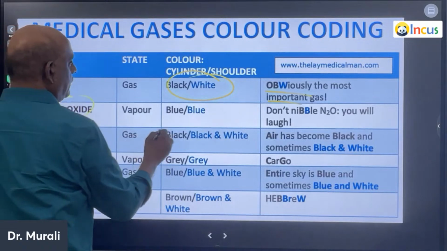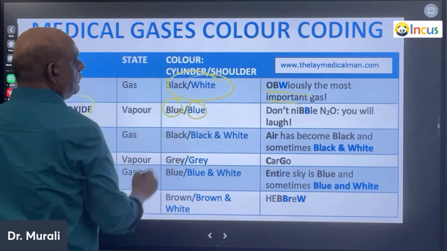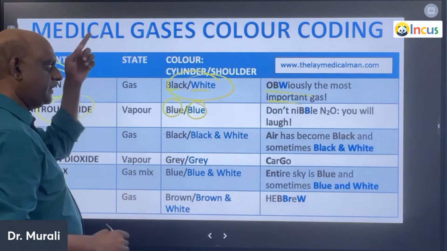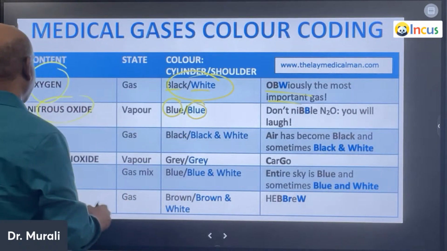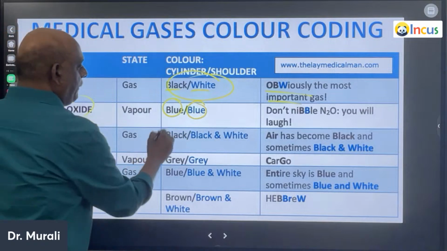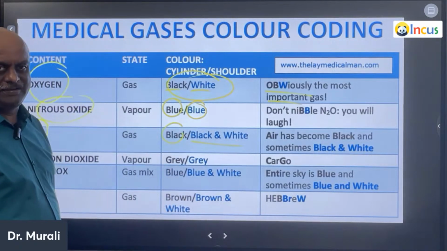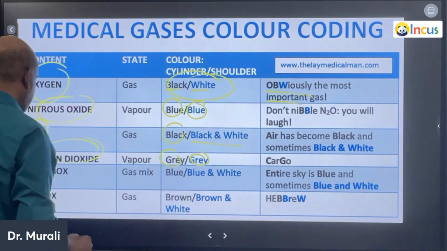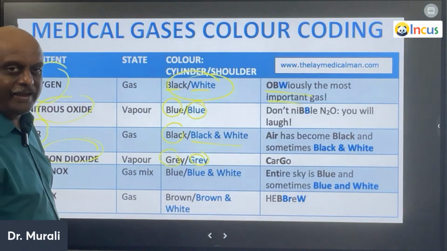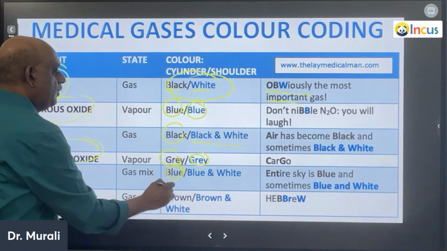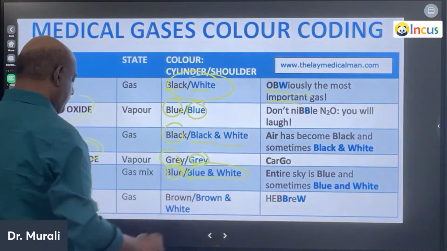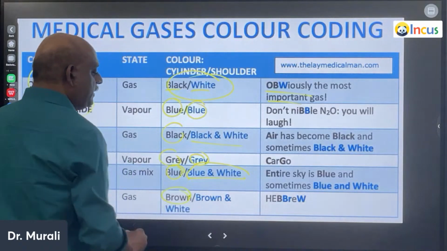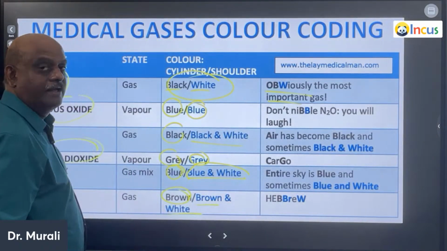Nitrous oxide, blue, both top and bottom are blue. Here, top is black, bottom is white in oxygen. In air, top is black, bottom is black and white. Then carbon dioxide, top is grey, bottom is grey. Entonox, top is blue, bottom is blue and white. Heliox, typically brown is the top and brown and white is the bottom.